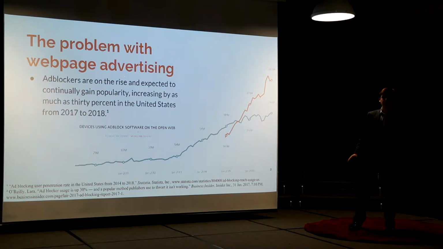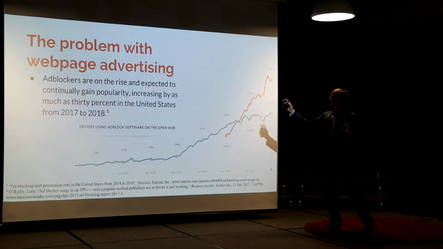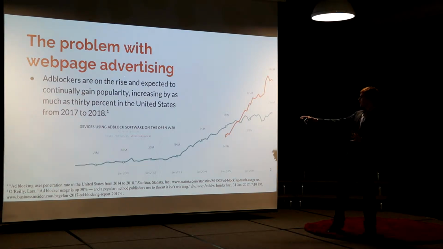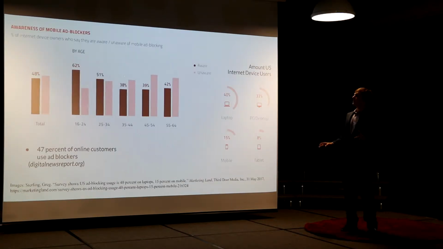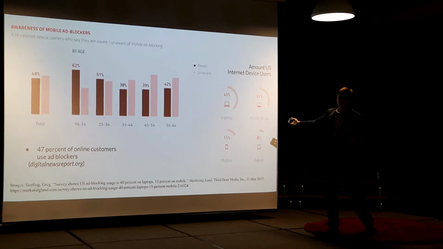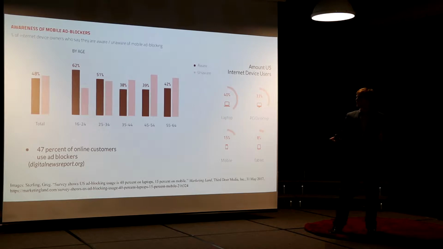They are on the rise and they are continually gaining in popularity, increasing by as much as 30% from 2017 to 2018. You look at this graph here, it is a geometric exponential curve. Ad blockers are unquestionably on the rise. Huge problem with both computers and mobile devices. But the biggest place where you see it is in laptops, PC desktops. Up to 47% of online customers use ad blockers, according to Digital News Report.